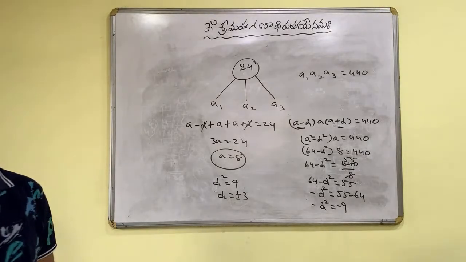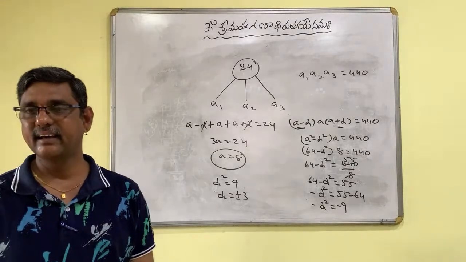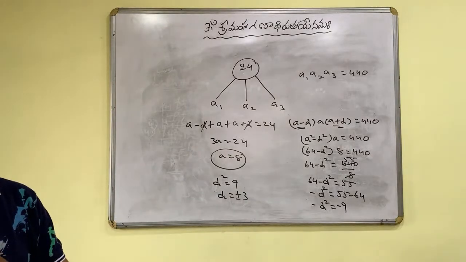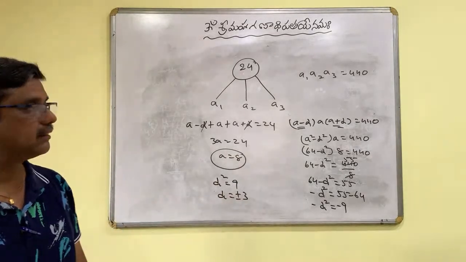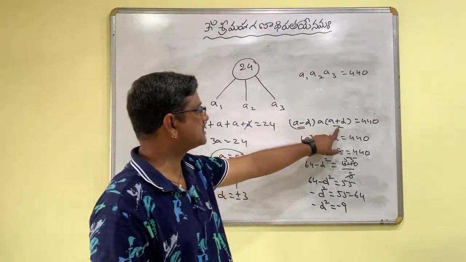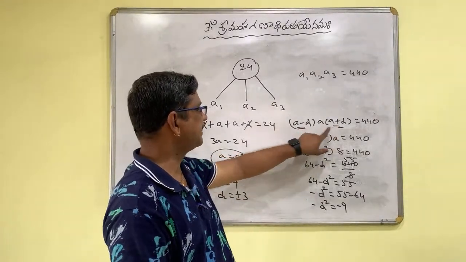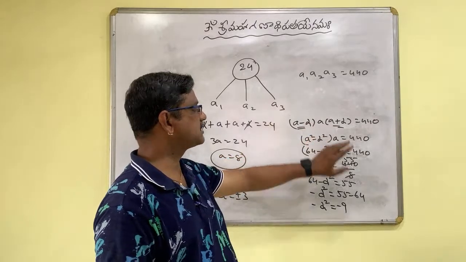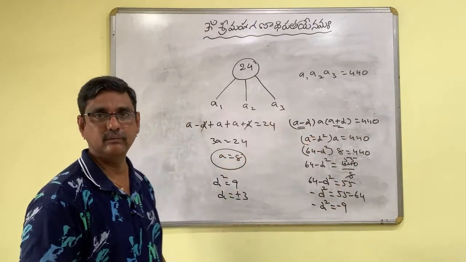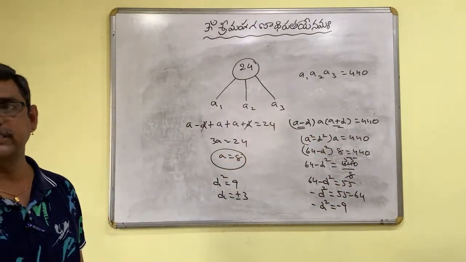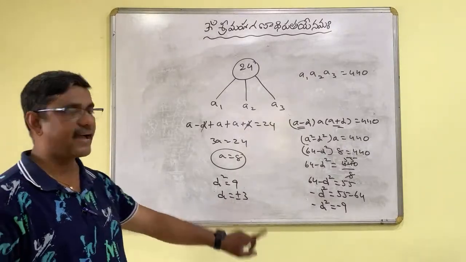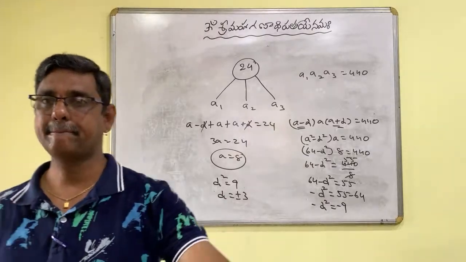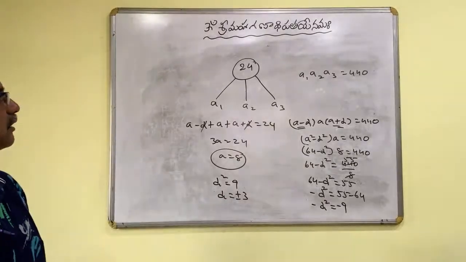Actually we got A as 8 long before. Now we are trying for D. Here A minus D, A plus D is there. Do it as A square minus D square and substitute the A value. 64 minus D square into 8. We got D as plus or minus 3. Now we need to write the 3 terms.